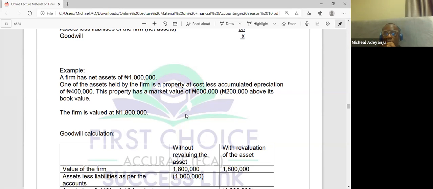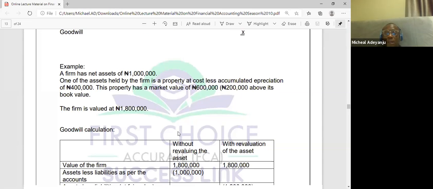A firm has net assets of 1 million naira. One of the assets held by the firm is a property at cost less accumulated depreciation of 400,000 naira. The property has a market value of 600,000 naira, 200,000 above its book value. The firm is valued at 1.8 million. So there are two ways of calculating this. You either use the revaluation account method or you use the depreciation method alone without revaluing the assets.